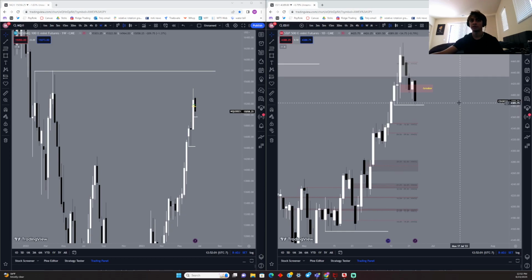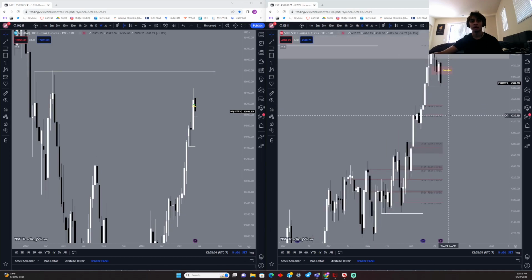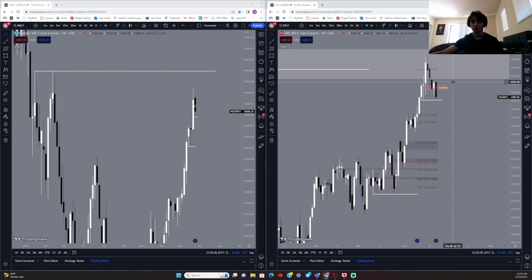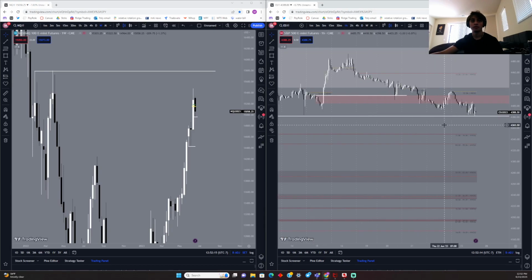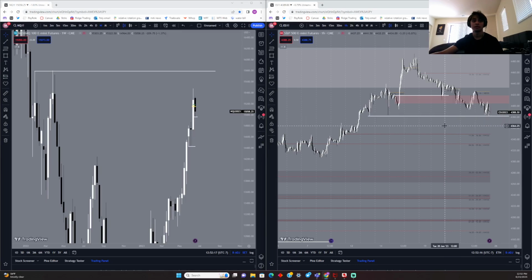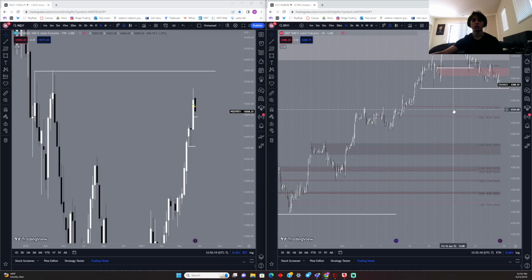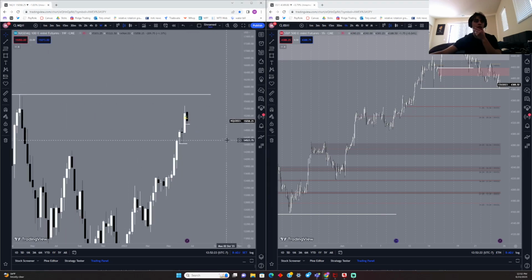I'm not going to expect too much of a flush down past this FVG, this order block. However, we're most likely going to take out this sell side liquidity here and come into that order block and FVG on the daily chart. Okay, cool.